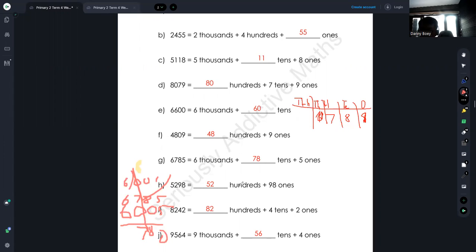Can this be applied to other questions? Yes, it's possible. Same thing. Now let's try the next question. 5,298. So what they can do is 98 ones, take away. Okay, what else do they have? Something hundred, so 52 hundredths. So they can use this way as well.